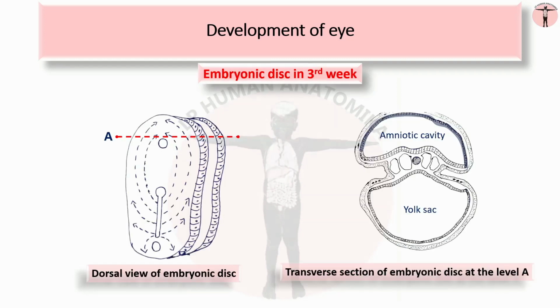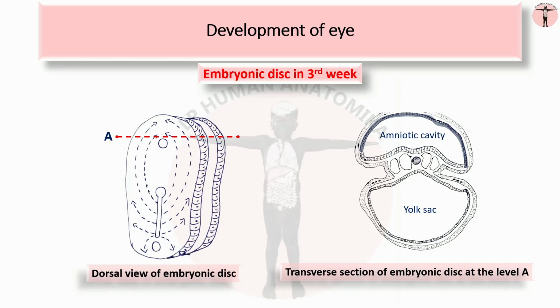Please note this important point. The development of each structure of the eye is described separately, but keep in mind all these events are occurring simultaneously. Only for our orientation we are describing each structure one by one.